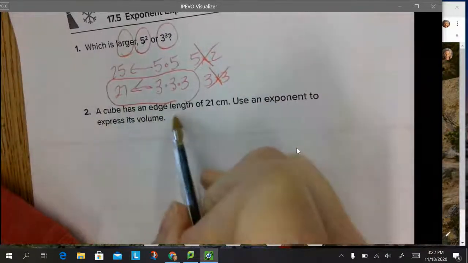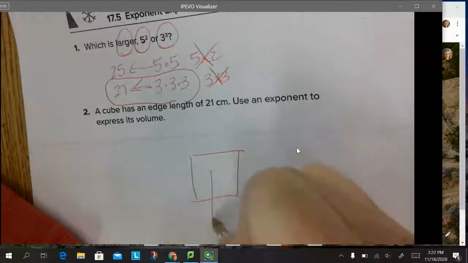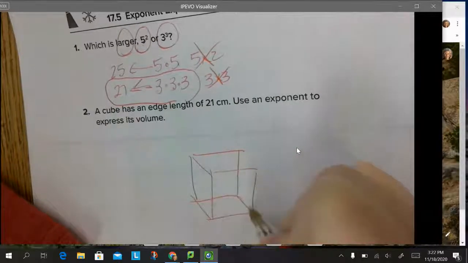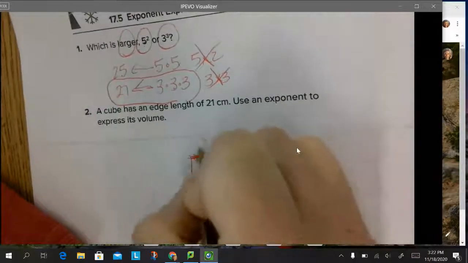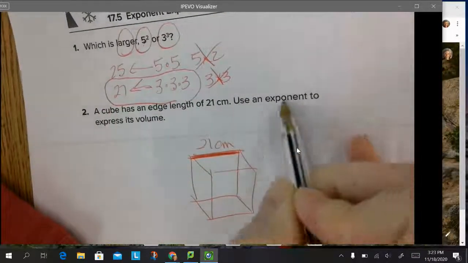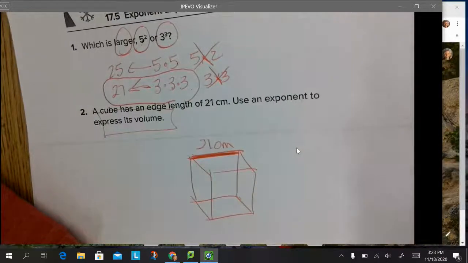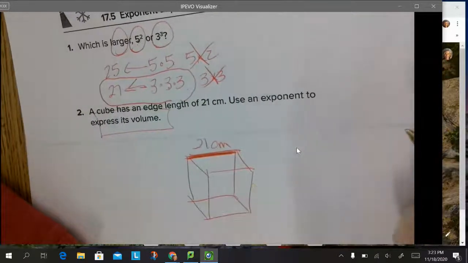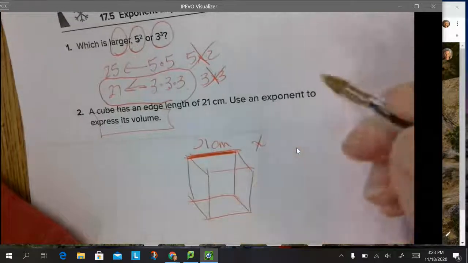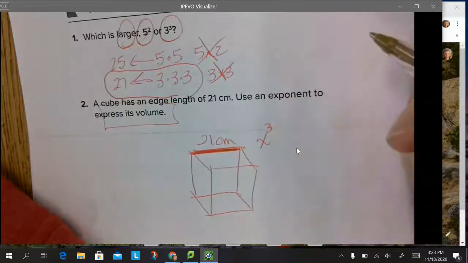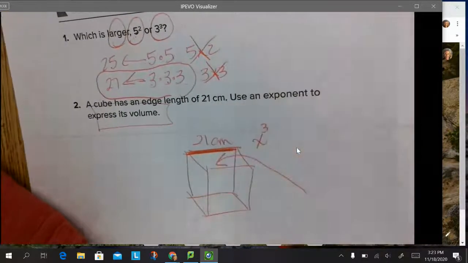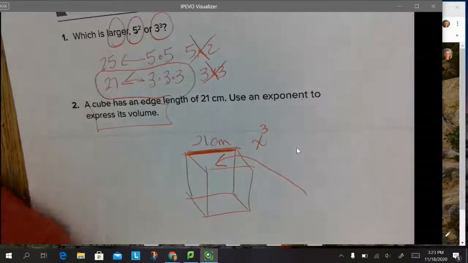All right, a cube has an edge length of 21. So if I have a cube here, and one edge is 21 centimeters, use an exponent to express its volume. Well, the volume would always have to go cubed, because you're talking about capacity. You're filling this in, so it's cubed.